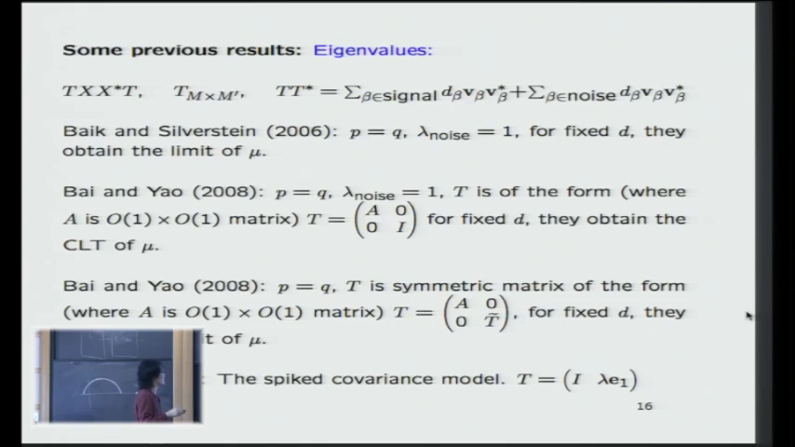As you can see, for most previous results, noise is 1 and D should be fixed, and people get the limits of mu. For this case, D is D beta. And for this special case, T looks like this, where A is a finite times finite matrix. They have the distribution of mu and some similar results. And this is the only paper we found where T is not a square matrix. For all the others, people need to assume T is a symmetric matrix, or at least a square matrix. This is just for eigenvalues.